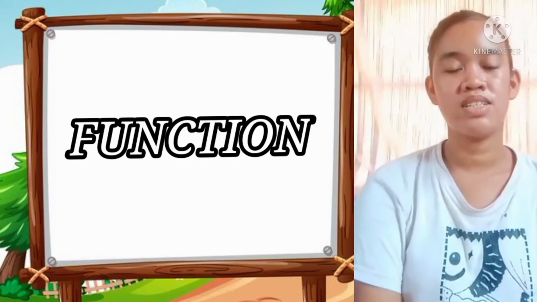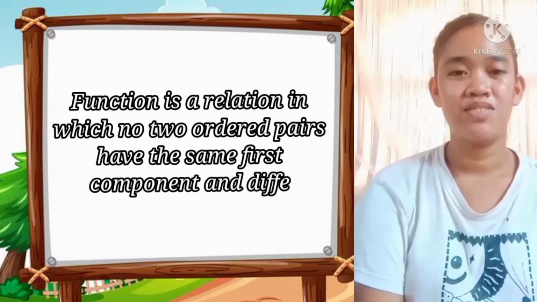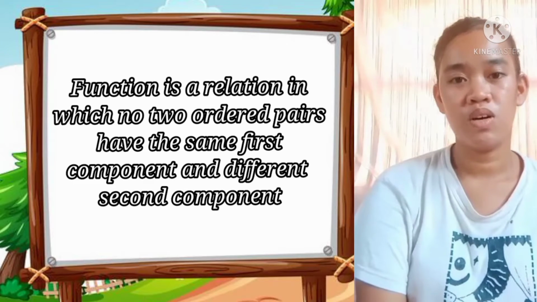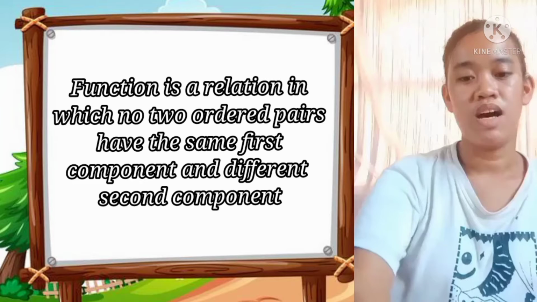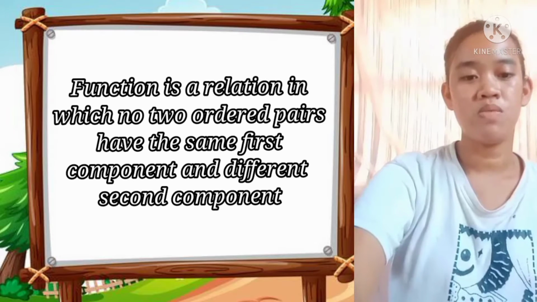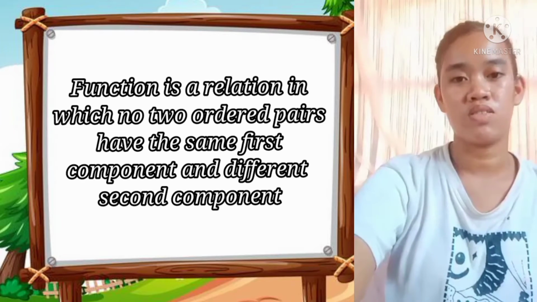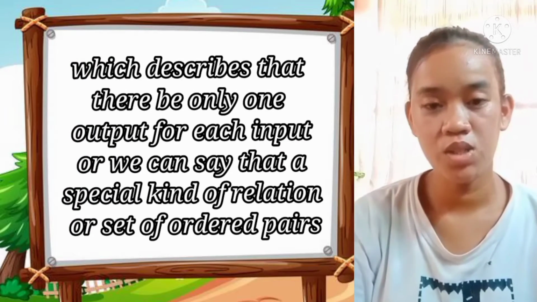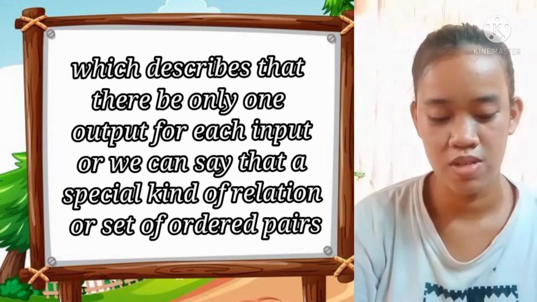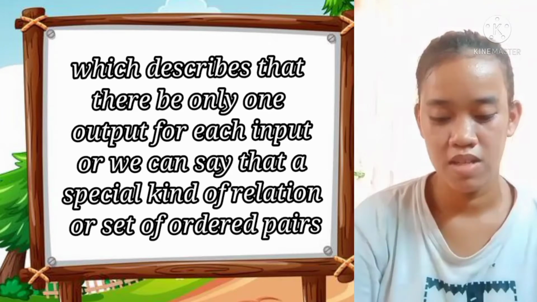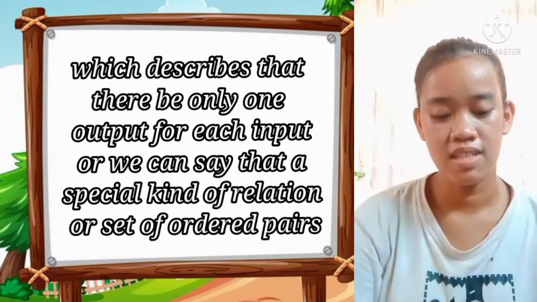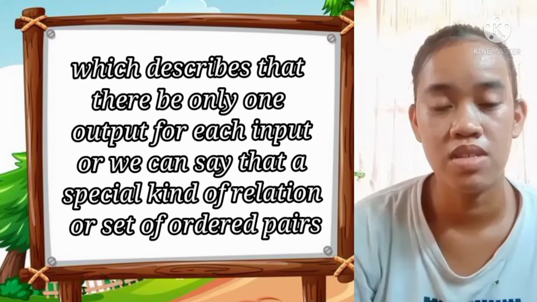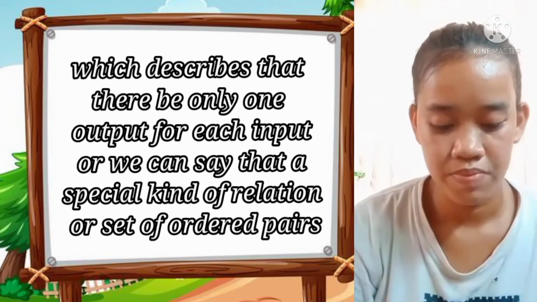The next discussion is about the function. A function is a relation in which no two ordered pairs have the same first component. A function is described as having only one output for each input, or we can say it is a special kind of relation, a set of ordered pairs.